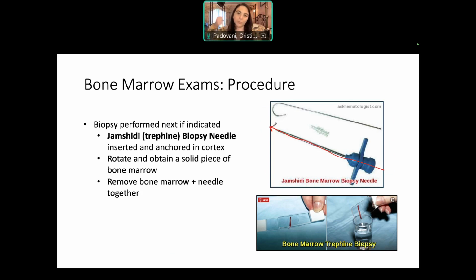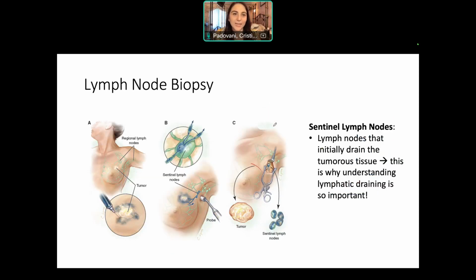And then you just pull it out, and yep, cool. Like I said, not a doctor, but that's the best way I can explain a bone marrow biopsy and aspirate. Lymph node biopsy. So this one is good.